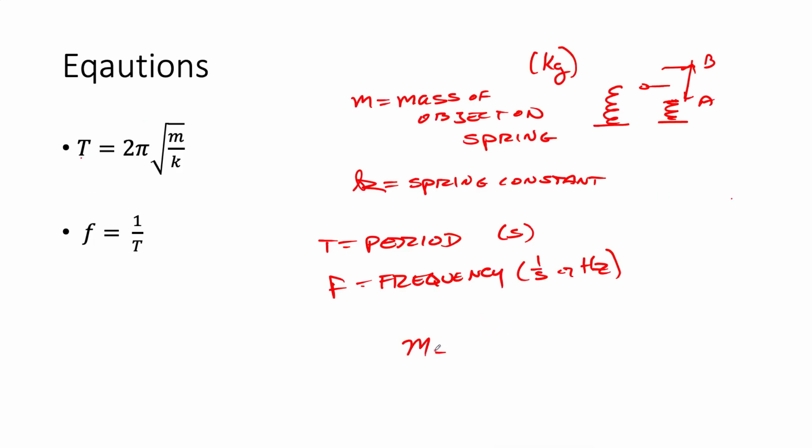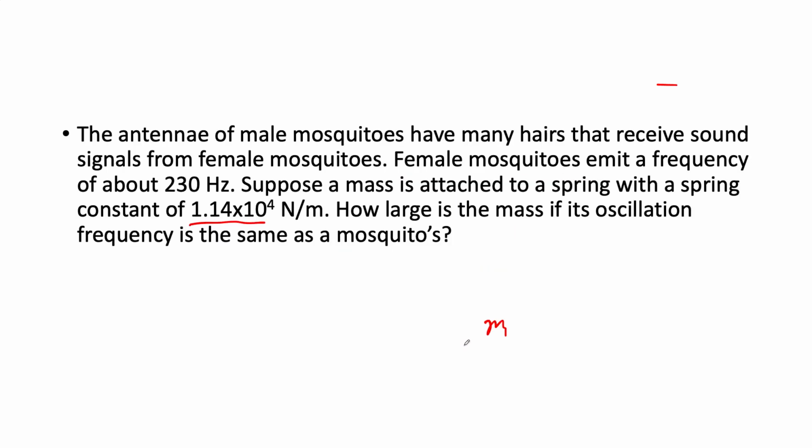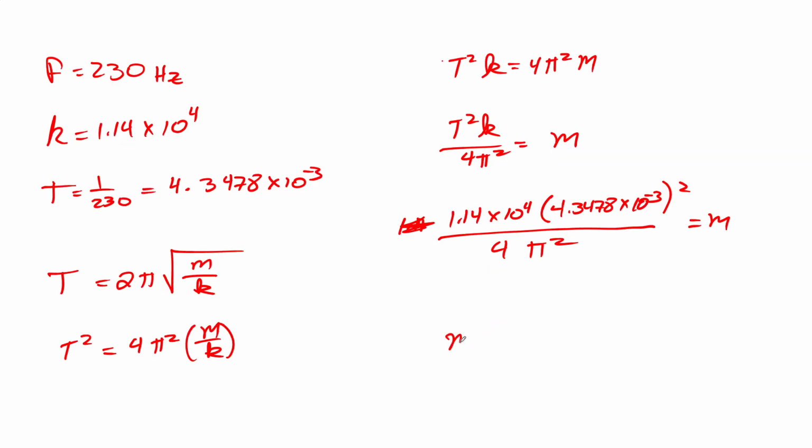The mass is equal then to 5.45 times 10 to the minus 3 kilograms. And that's the answer we want: 5.45 times 10 to the minus 3 kilograms. And this is how we answer that.